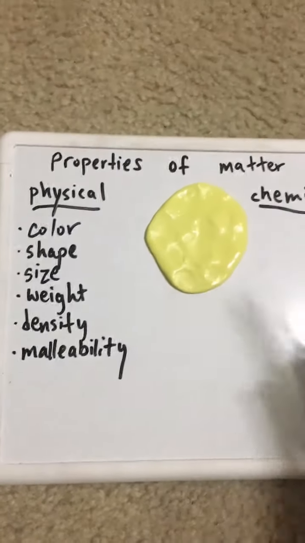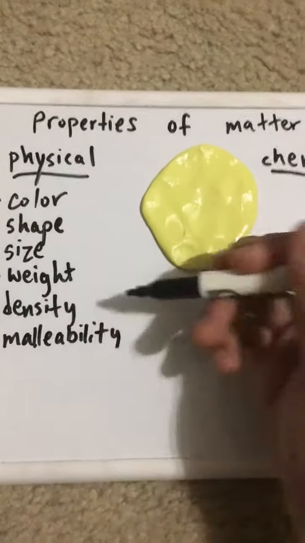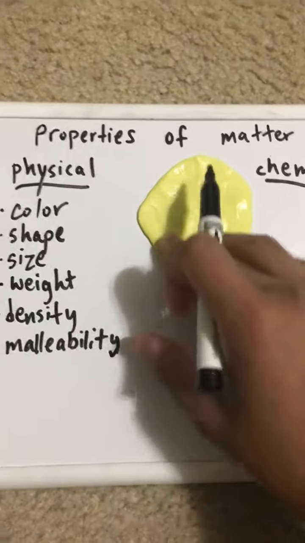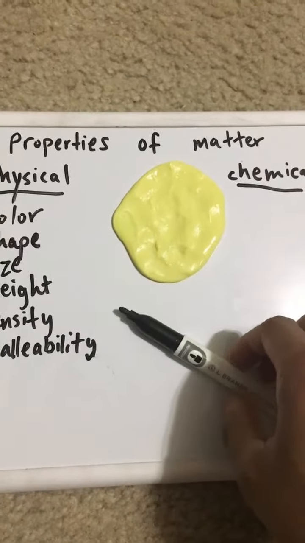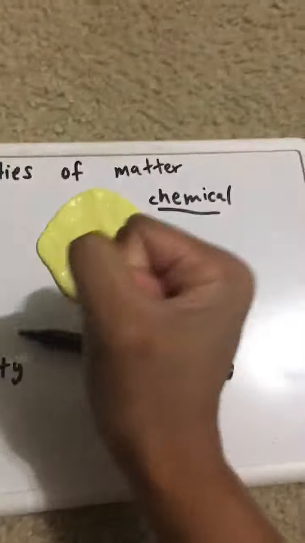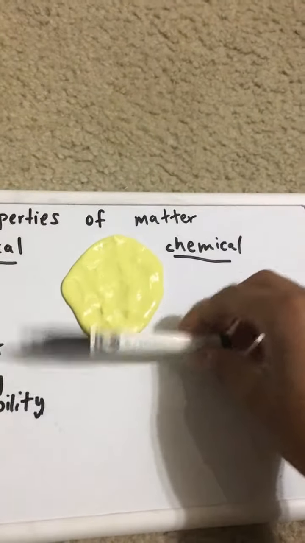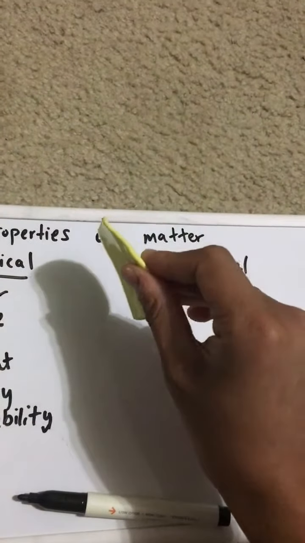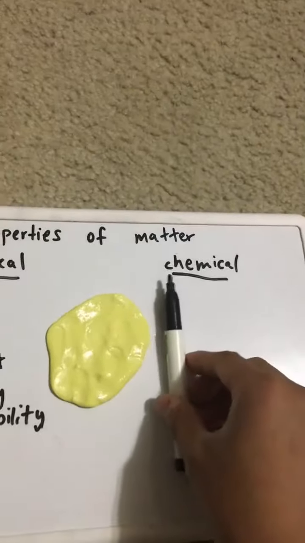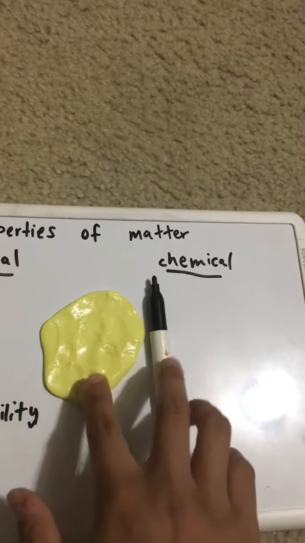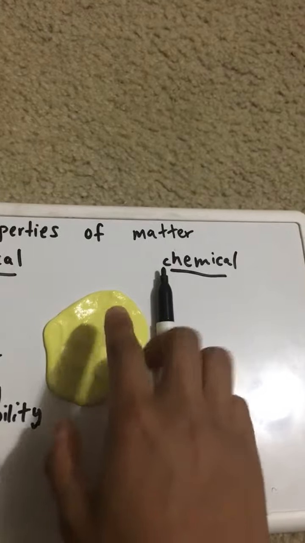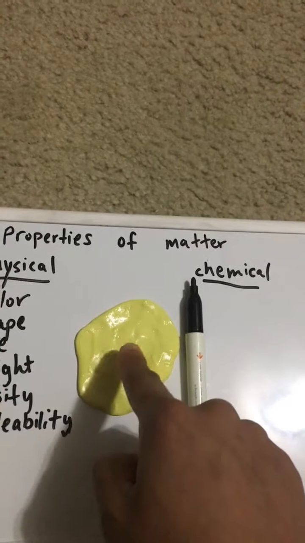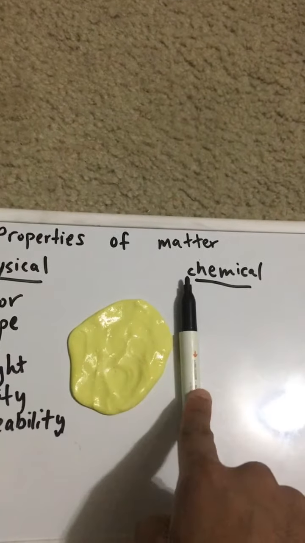Now I'll give an example of this. So for malleability, we just squish this very easily into a thin sheet. How about this pen? I'm gonna try to squish it. Okay, let's look at this pen. Did it get thinner, just like the putty? No. So between these two objects, which one got thinner much easier? It was the putty. That means the putty is more malleable than the pen.